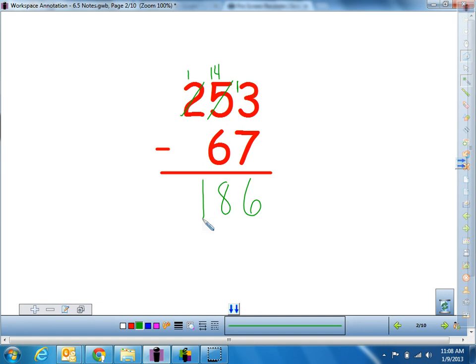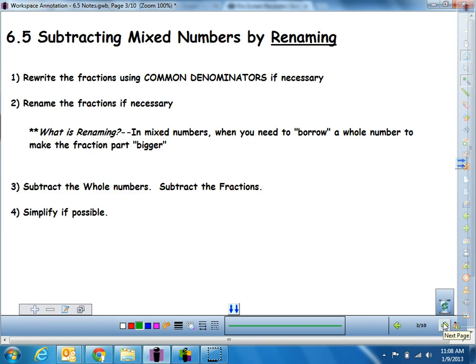This was your very first experience with renaming. The only difference is now we're going to be renaming with mixed numbers. Instead of whole numbers, we can do it with fractional parts too. So let's go ahead and get started. I want you to write this down. This is what we're going to do. And this is really very familiar to what you already have done.